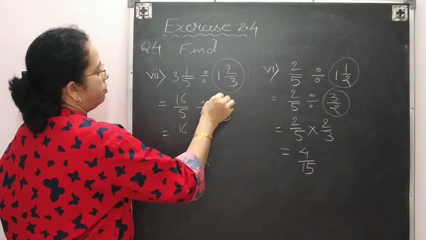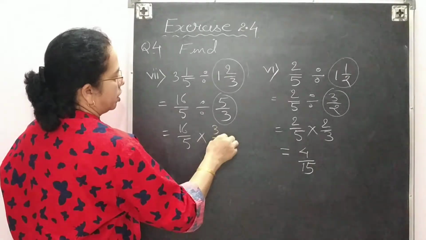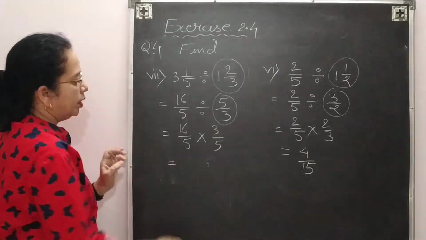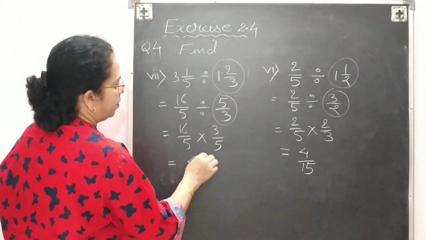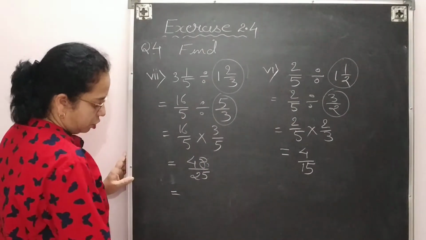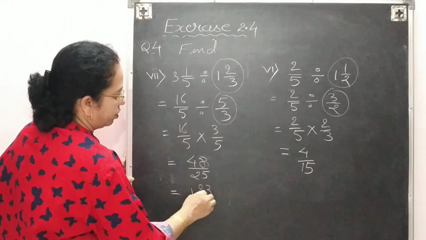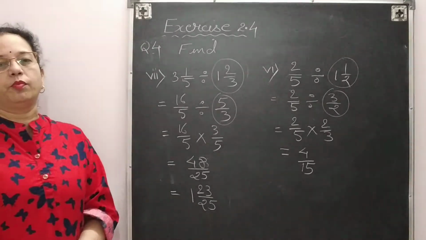Now we need to take the reciprocal of that number. So this will become 3 upon 5. So again we cannot cut a number from the numerator and denominator. So multiply numerator with numerator, denominator with denominator. Since your numerator is greater, we will convert into a mixed fraction, and your answer is 1 is to 23 upon 25.